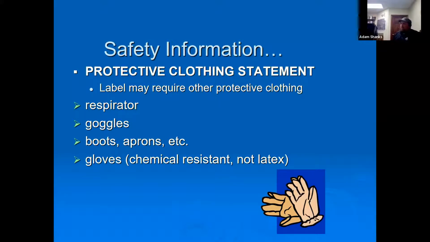On the label, if it's a really toxic product, like if you had the skull and crossbones, it's going to require some more protective equipment to wear. Things like maybe you have to have a respirator, goggles. I think goggles are always a must because that stuff may tend to splash as you're mixing, or even if you're spraying with a hand sprayer, the wind can blow that stuff around a little bit. Rubber boots, aprons to keep the products off your clothes, and gloves. Gloves are always a must in handling any sort of pesticide. Chemical resistant, not latex.